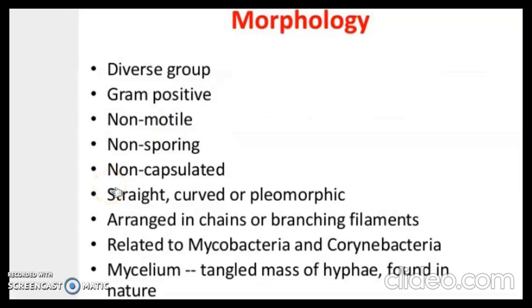The actinomycetes are a diverse group. They are gram-positive, non-motile, non-sporing, and non-capsulated. They are straight, curved, or pleomorphic. They are arranged in chains or branching filaments, and they are related to mycobacteria and corynebacteria. Mycelium, the total mass of hyphae, is also found in nature.